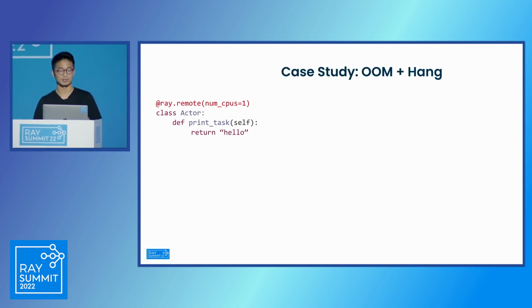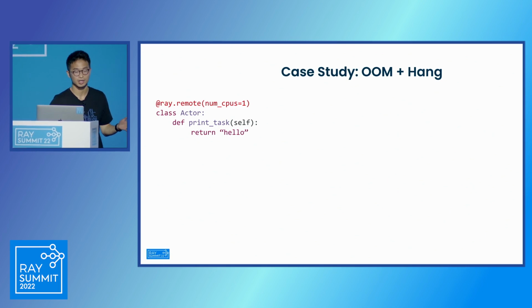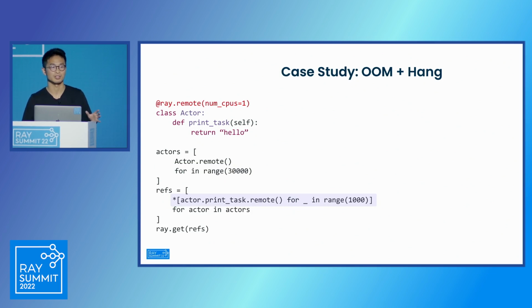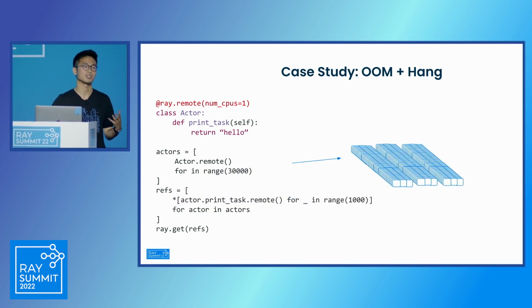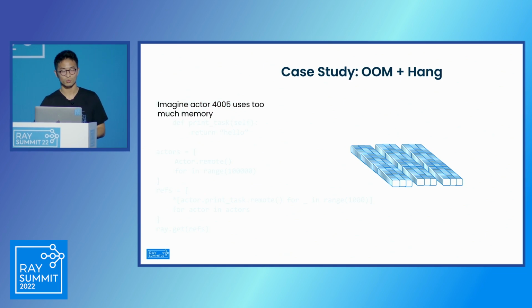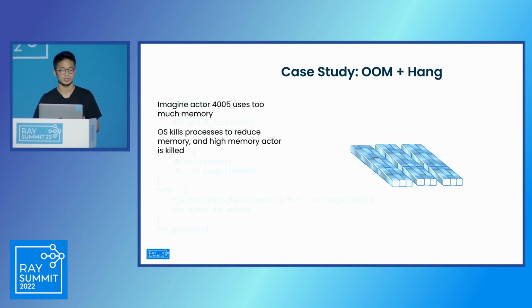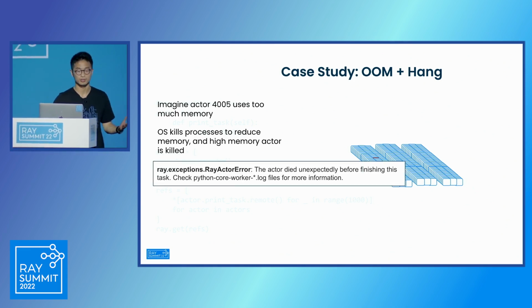And we could actually see a use case for that. So I have the same actor, and instead of 4, what if I have 30,000 actors running? And for each actor, I call one of the APIs 1,000 times. So this essentially gives you a Ray program that has millions of actor tasks running at the same time. And one of them doesn't do well and goes out of memory, and the OS comes in and kills the actor. You will see the error message.